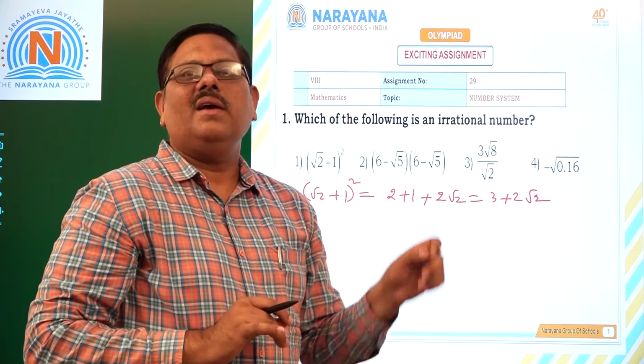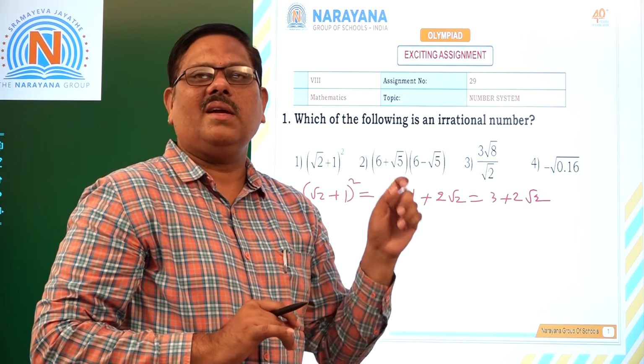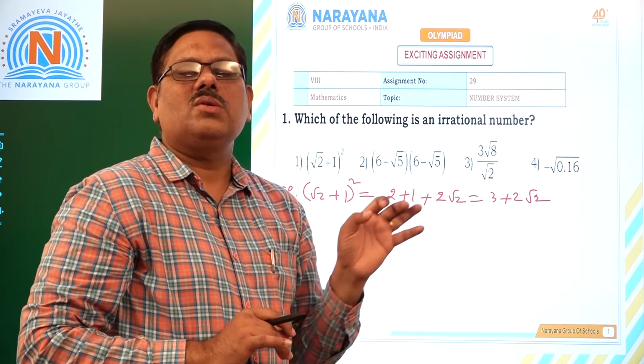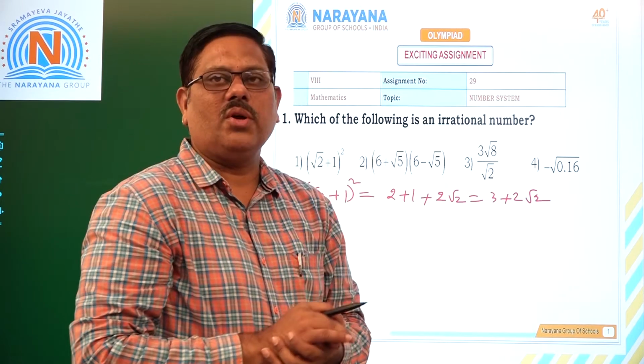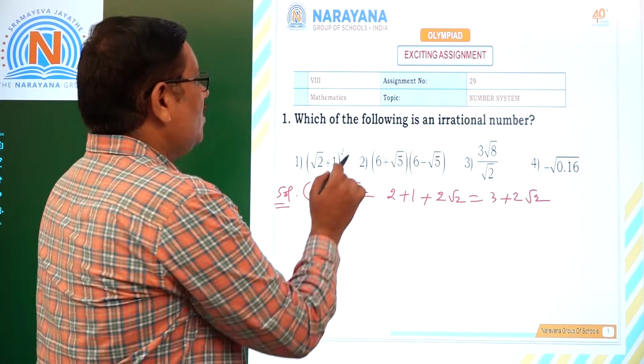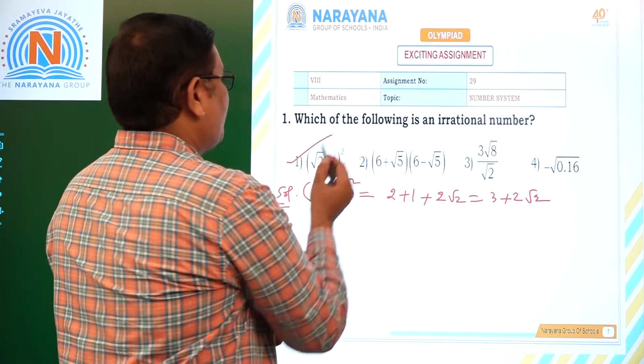We cannot write a non-terminating, non-recurring decimal into the form of p by q. So definitely that comes under irrational number. So 3 plus 2 root 2 is going to be an irrational number. So which is the irrational number? So definitely the first option.